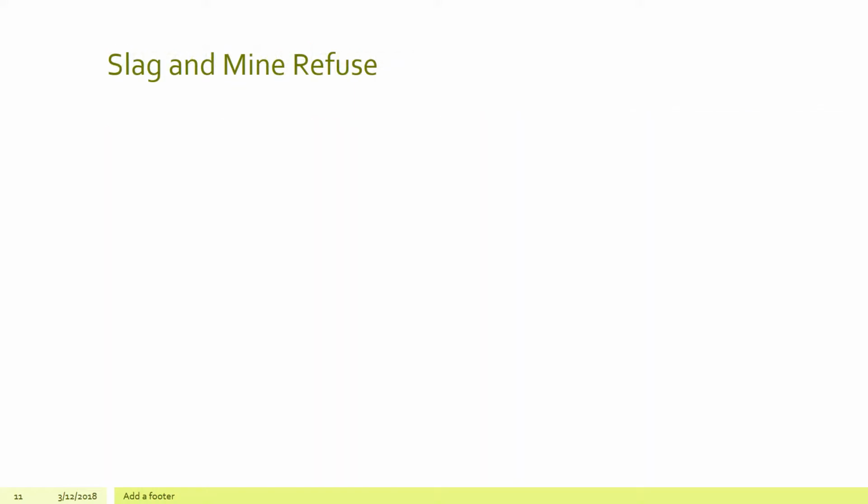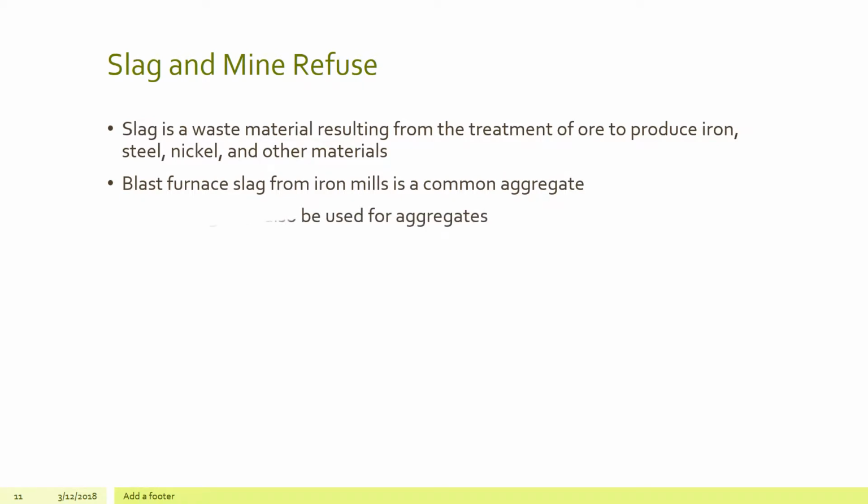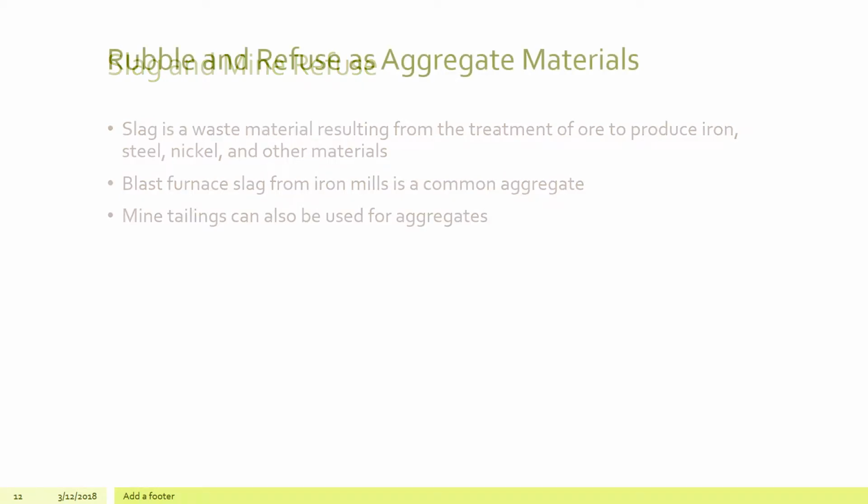If we take a look at the slag and mine refuse, slag is a waste material resulting from the treatment of ore to produce iron, steel, nickel, or other materials. Blast furnace slag from iron mills is a common aggregate that can be used on different types of projects and job sites. Mine tailings can also be used as an aggregate.